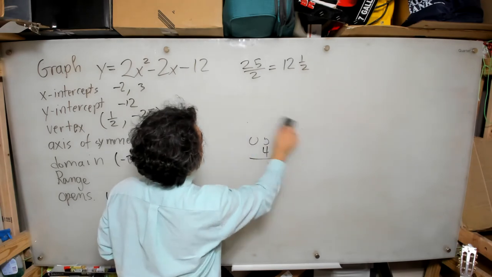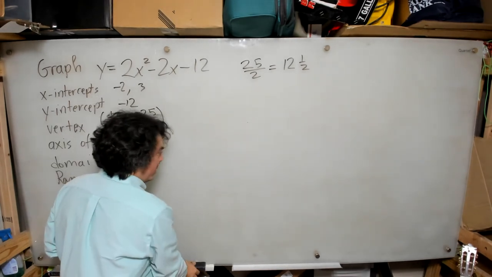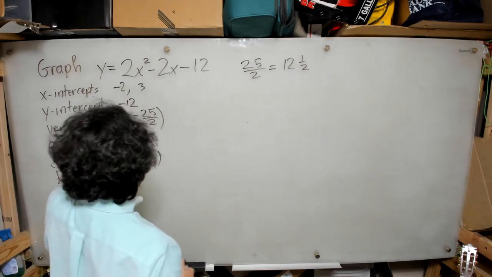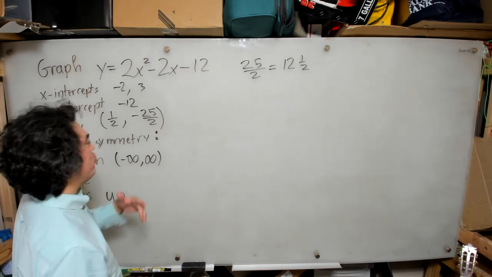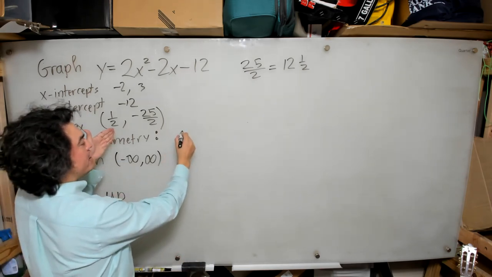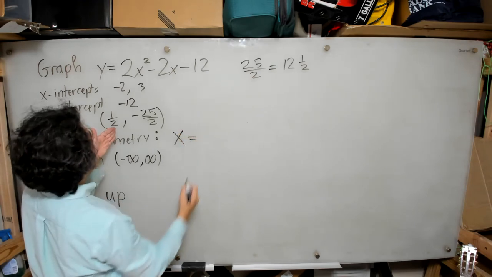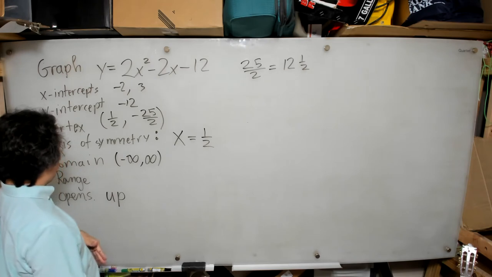Perfect. And of course, if you wanted to, we could do the decimal expansion, right? Okay. So we're going to need that. The axis of symmetry. The axis of symmetry is the vertical line that goes through the x vertex. So all vertical lines are written as x equal to some constant, and in this case that constant will have to be 1/2, the x coordinate of the vertex.